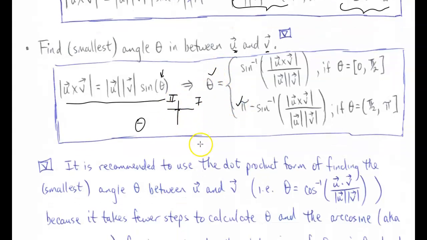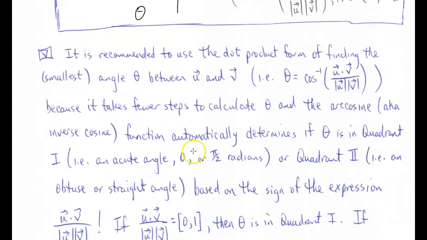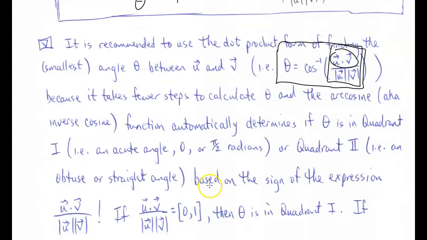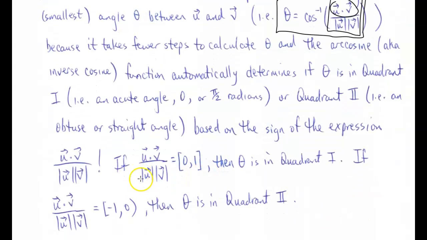Now, my note that's down here is that I would recommend that you use this form of finding the angle in between two vectors, because number one, doing the dot product of u and v is much easier to do. And number two, the arc cosine or cosine inverse function automatically takes into account what quadrant you're in based upon the sign of this particular expression, okay? And so I go into detail on that there.